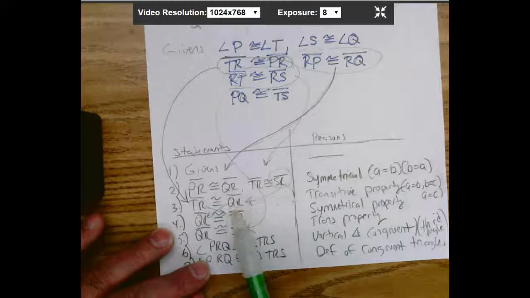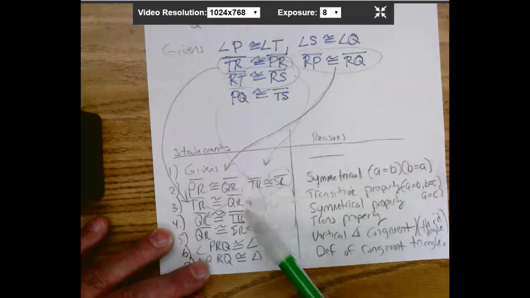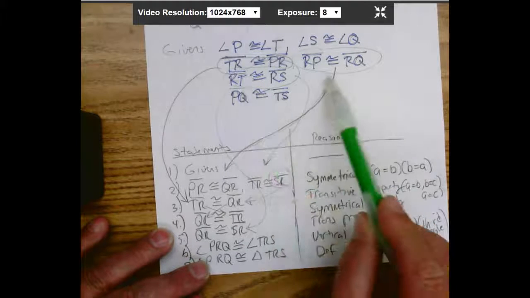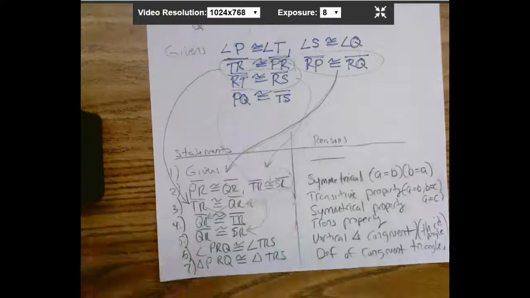So how we can do that is we know that QR is equal to PR, and then we just follow back up here. Let's see. Follow our arrow. Yeah, QR to SR, right? So if we go up here, where is it? QP to TS. Let me look here for a minute.